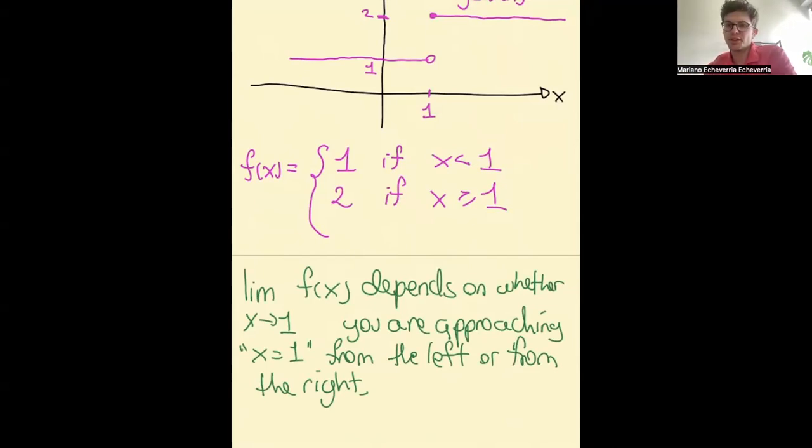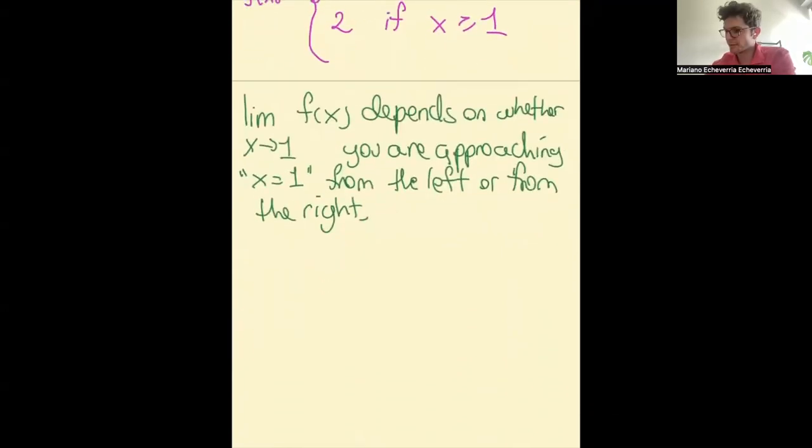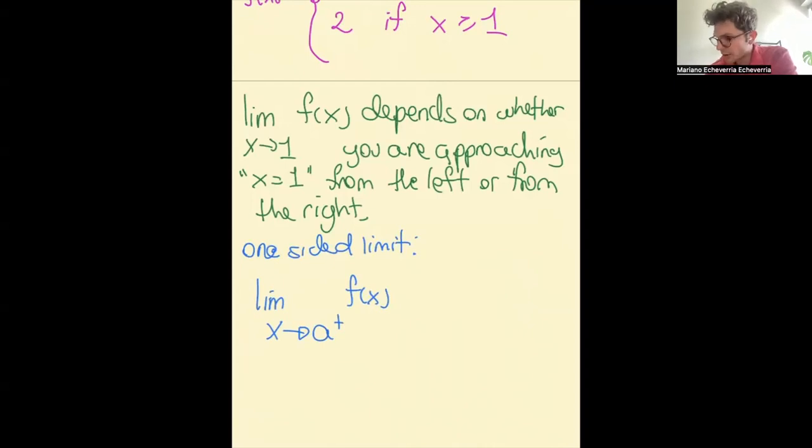The easiest way to deal with these situations is to refine, or give more details on, what you mean by limit. This is where one-sided limits come in. There's a one-sided limit called the limit as x approaches a plus of f of x. What does this plus mean here? Let me put a different color. The plus means that you're moving with values that are bigger; think of the plus as being to the right.